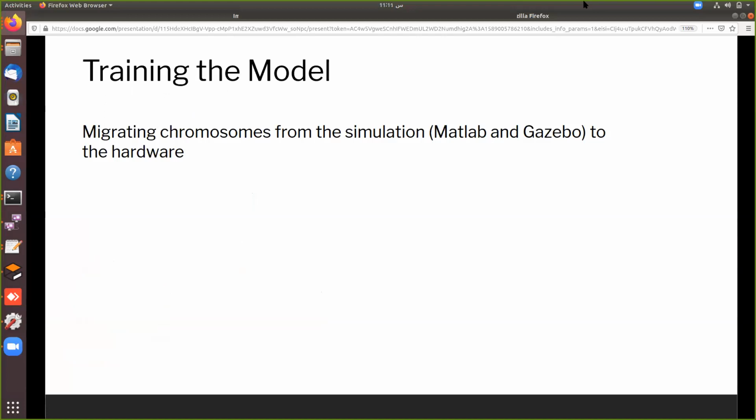As mentioned before, to train the model, we migrated the chromosomes between different platforms to help speed up the learning process in an indoor environment. And that was between the MATLAB and Gazebo to the hardware. So we'll now play the demo video.